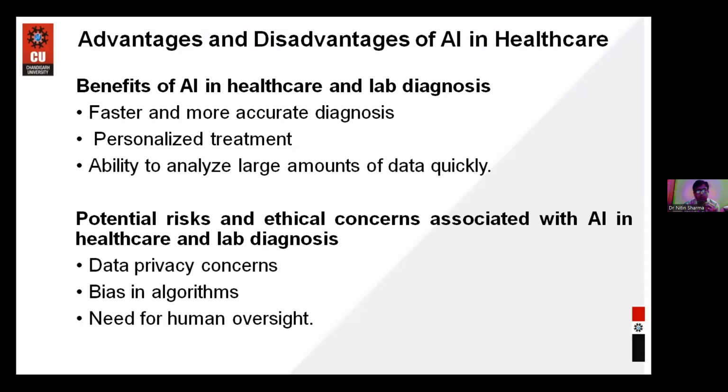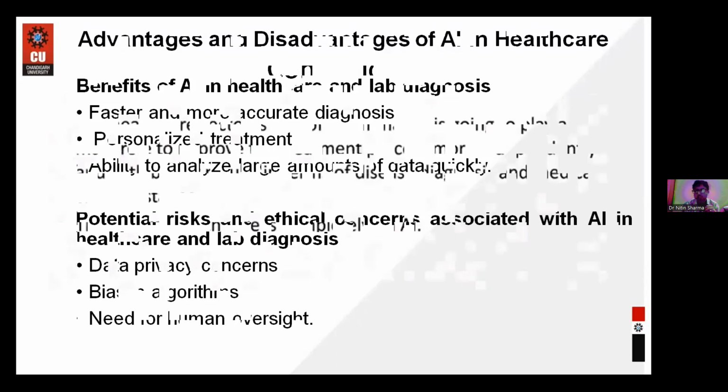So the benefit of AI is faster and more accurate diagnosis, personalized treatment, and the ability to analyze large amounts of data quickly. That is the advantage. Disadvantages: data privacy concerns are there. Bias in algorithms may cause bias toward one disease, and the need for human oversight is always there, right?